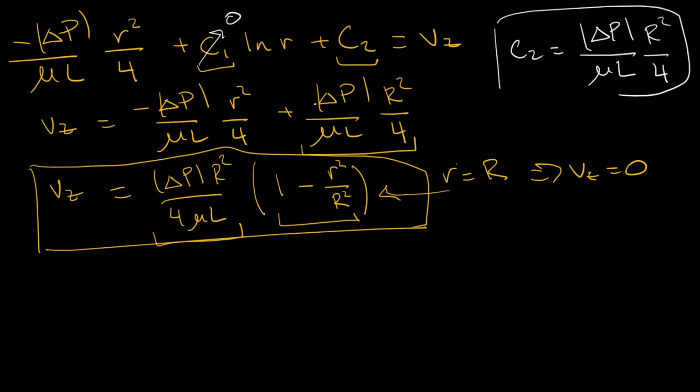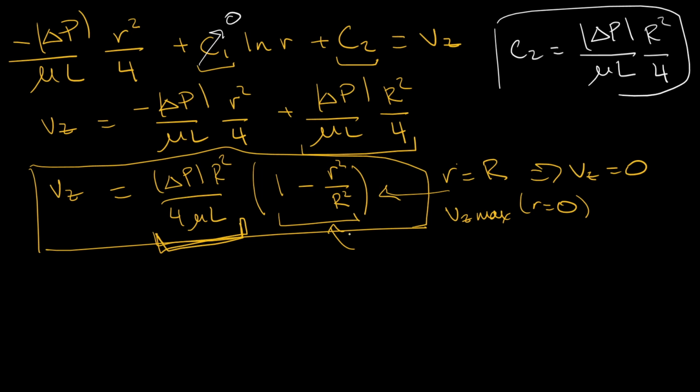We can also check that what is the maximum value of our velocity in the z direction? Well, that's when this term here in parentheses is equal to 1. So Vz max occurs when r is equal to 0. And that's this collection of constants right over here. And that makes intuitive sense that we'd have the fastest flow in the center of our pipe when we have no flow on the boundaries of our pipe.